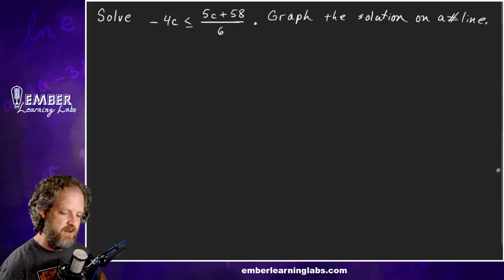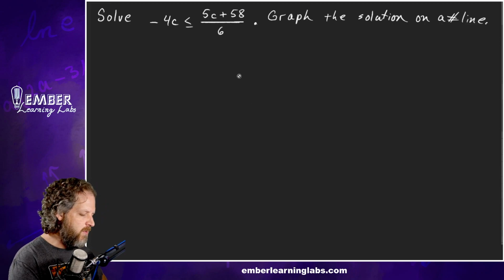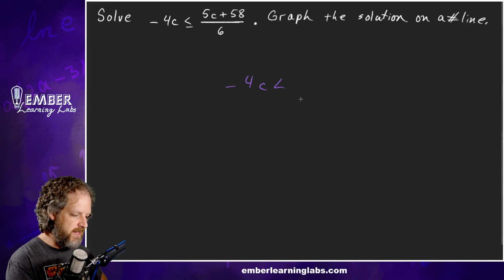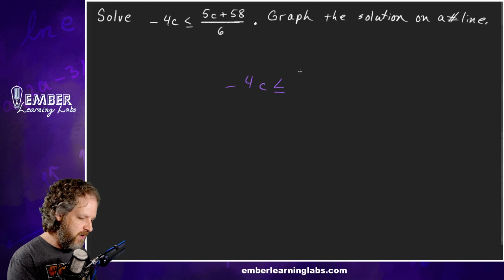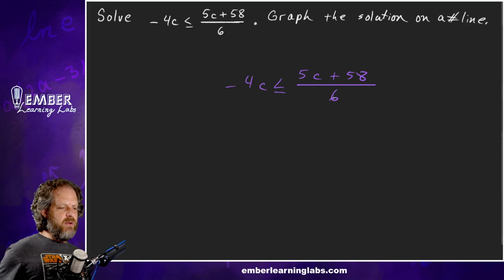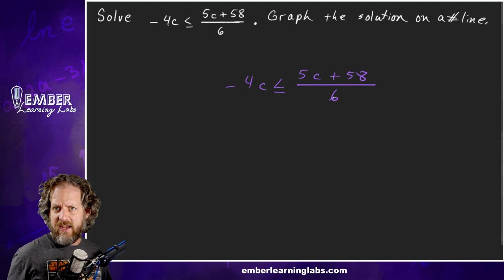Let's do one more example, kind of put a few things together, and then we'll be done with this lesson. So I'm going to write down the problem. Negative 4c is less than or equal to 5c plus 58 all over 6. So there's a lot of things going on. So we're trying to solve for c here, right?